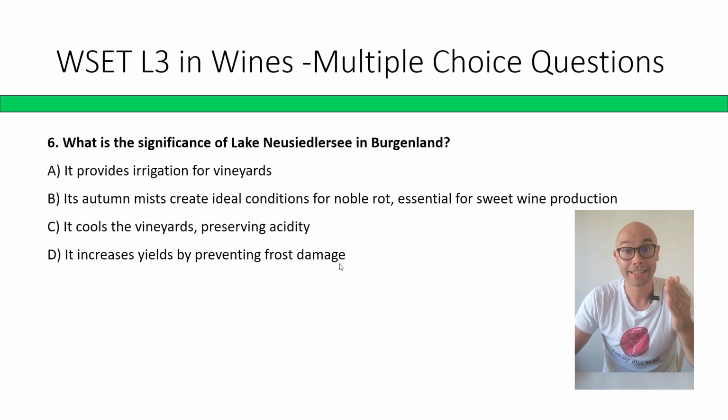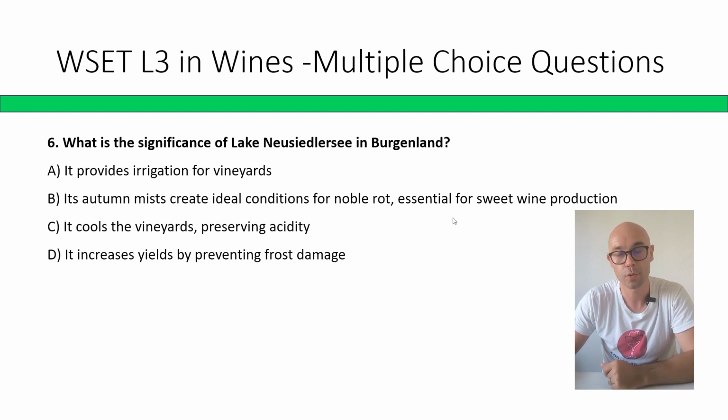Lake Neusiedl is located in Burgenland, and it provides these mist conditions that are necessary for noble rot development. So the correct answer is B. Its autumn mists create ideal conditions for noble rot, essential for sweet wine production here.